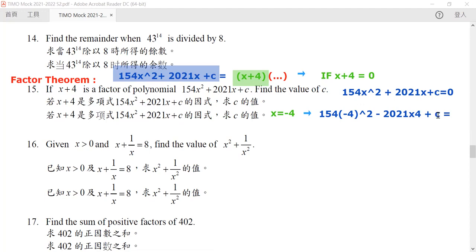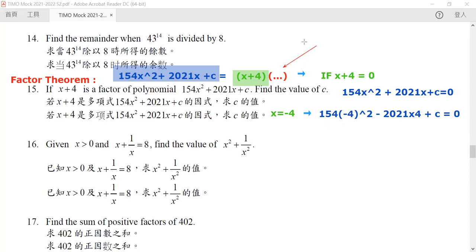Now, some of you may be able to find out what exactly this red part is. If you know the red part, you can find that the multiplication of these two constants will get you c, but it's not required because we can use the factor theorem to find this.